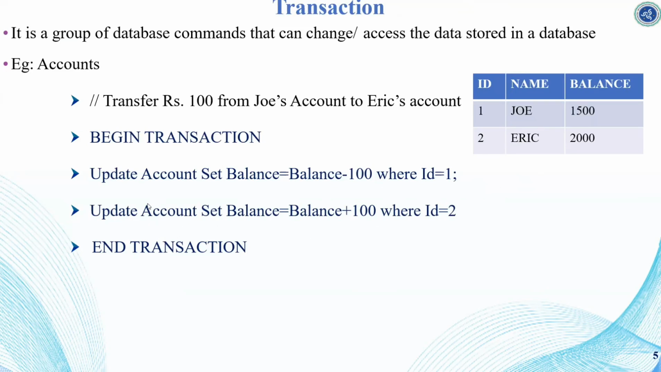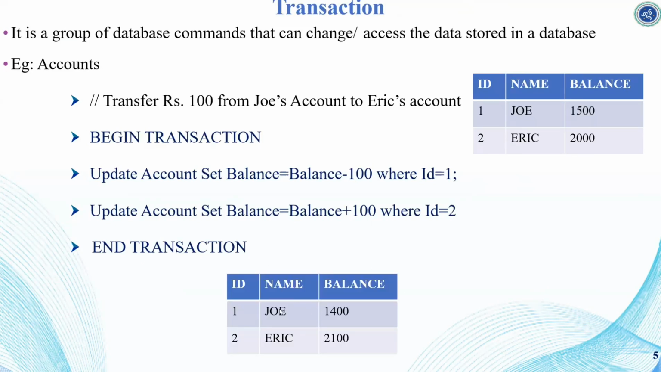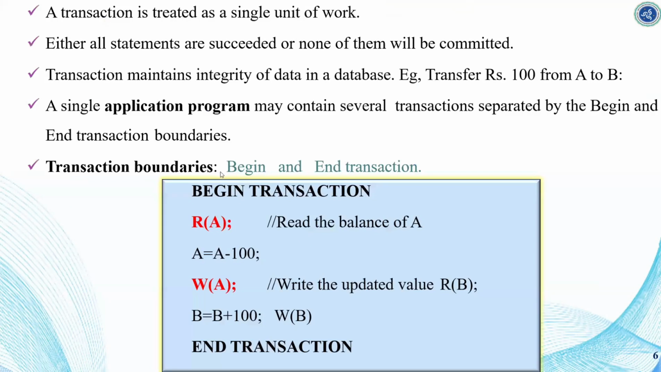After that, I am ending my transaction. Finally, Joe has 1,400 rupees because I have deducted 100, and Eric has 2,100 because I have credited 100 rupees to Eric's account. So this is how a simple transaction is done. These are the various steps: it should start with a begin transaction and end with an end transaction.